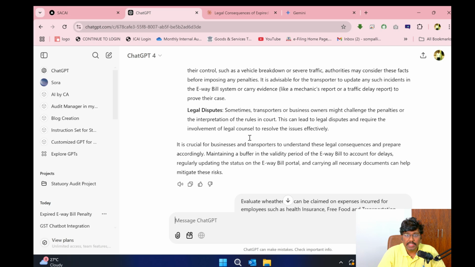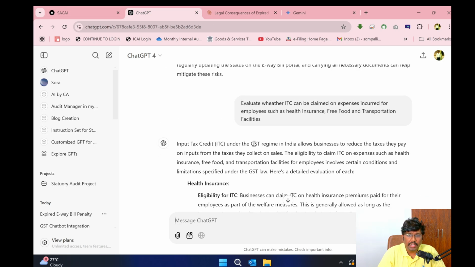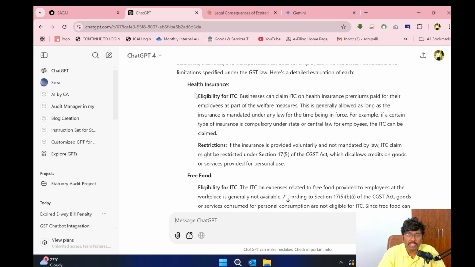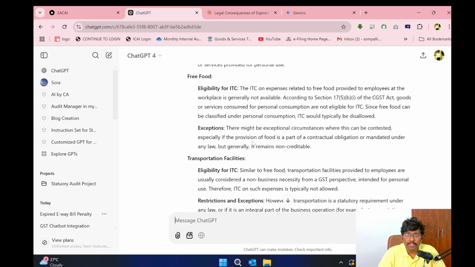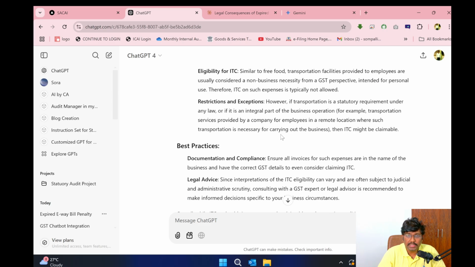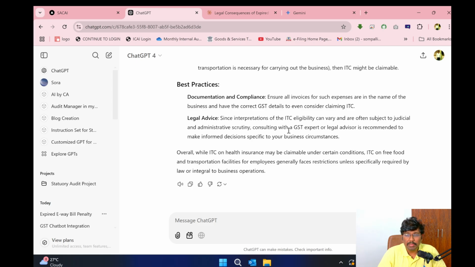So first go to ChatGPT and verify that ITC in India allows businesses to reduce taxes. Okay, it's given an introduction. Health insurance, how health insurance can claim ITC, free food, transportation practices. So it's already given the applicable section. It says since free food falls under the class for which ITC is disallowed. So it's saying that ITC has been disallowed. Exceptions: it might be allowed if it is a contractual obligation mandated by law. Okay, it's telling about the law, the applicability and the best practices to be followed.